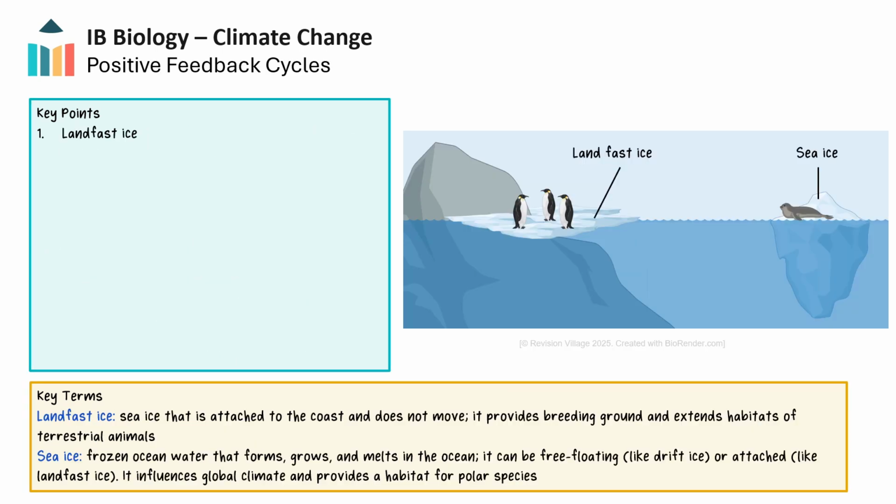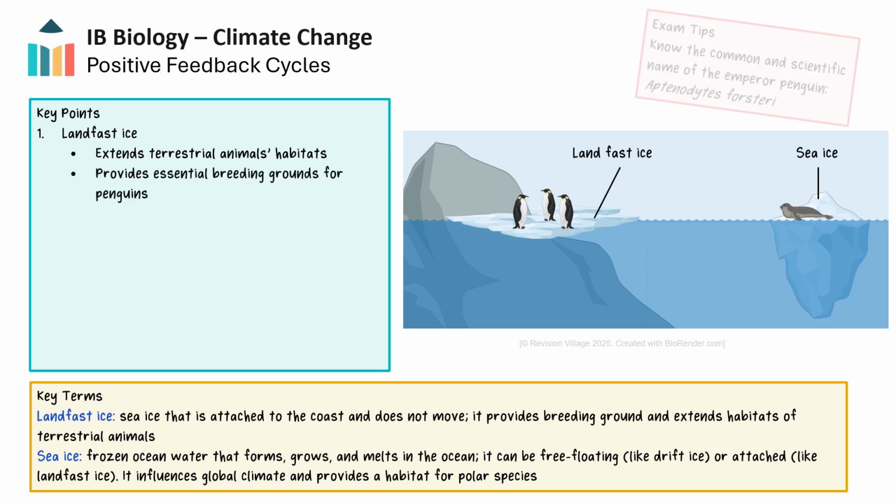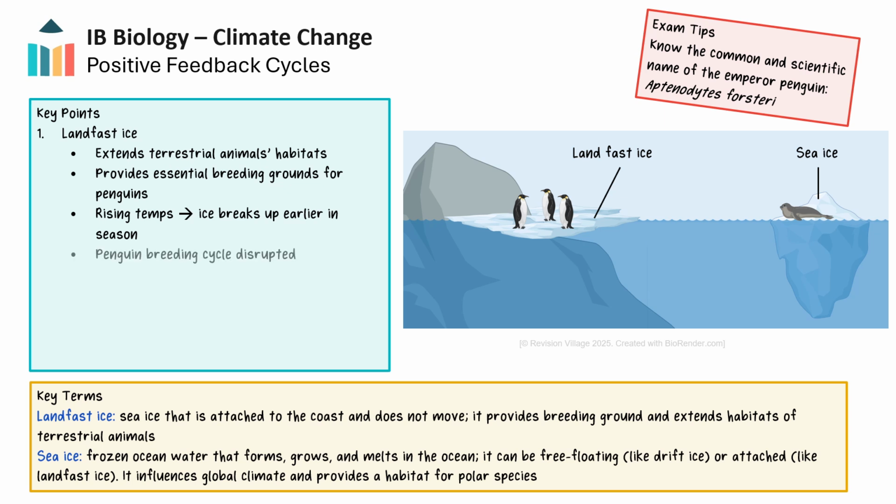Melting landfast ice and sea ice are significant examples of habitat change in polar regions due to climate change. Landfast ice is ice that does not free float in the ocean. Rather, it's frozen to the shore, which can extend terrestrial animal habitats. Landfast ice in the Antarctic provides essential breeding grounds for species like the emperor penguin, Aptenodytes forsteri. As temperatures rise, this ice breaks up earlier in the season, disrupting the penguin's breeding cycle and reducing their ability to raise chicks.